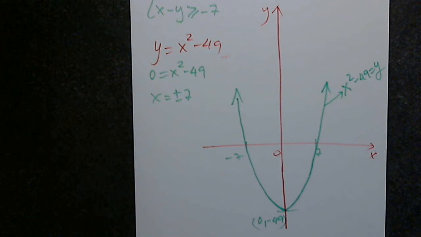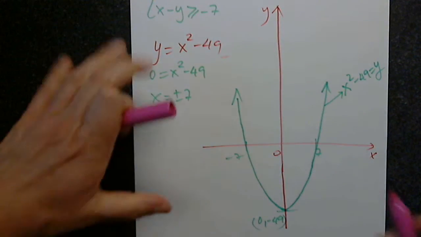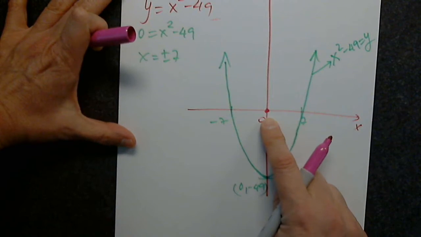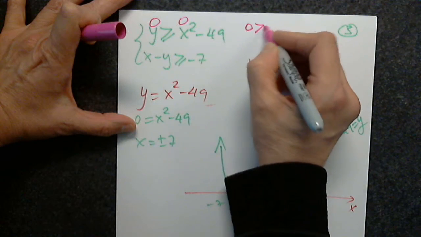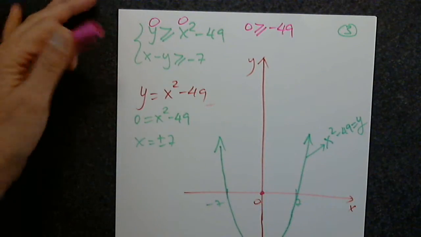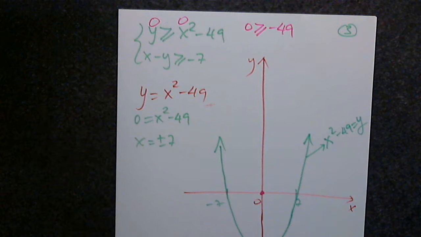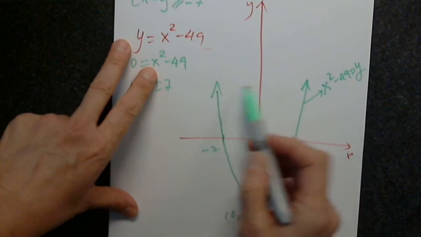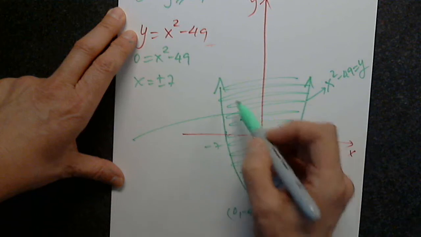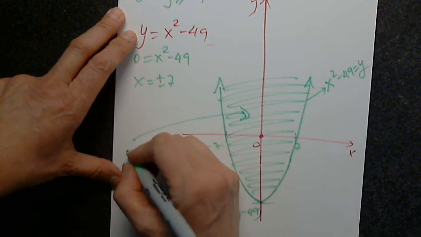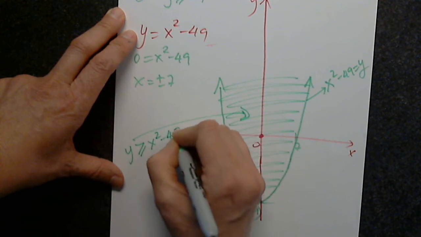Now we're trying to solve this inequality by plugging in 0, 0, because I am interested in the origin, because I'm lazy. So 0 greater than or equal to negative 49. If you say yes, I'll shade in the inside. If you say no, I will have to shade in the outside. Will you say yes or will you say no? You will say yes, indeed. So this inside, including points on the curve, is y greater than or equal to x squared minus 49.